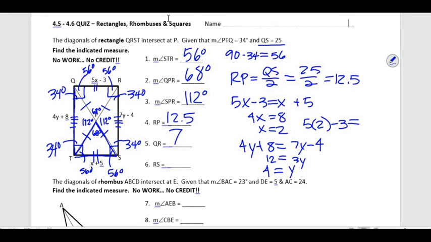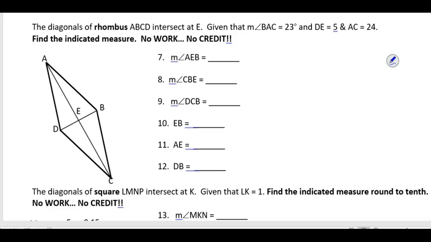Plug that 4 back in. So, and we're looking again for RS. So that's going to be 7 times 4 minus 4. That's 28 minus 4, which is 24. So that's the first set of problems on both versions. Okay, going back to our first version.